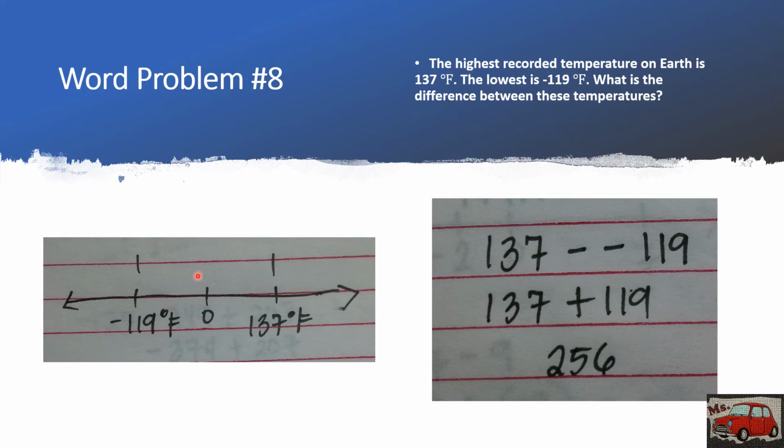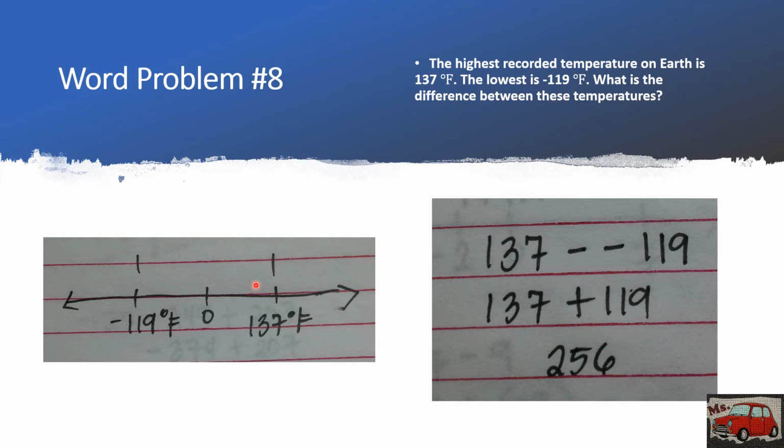So if we're gonna use the number line, so this is the highest recorded temperature, and this is the lowest recorded temperature. So if you're gonna get the difference, it means you're just gonna get the distance between them, okay? So you'll just count the steps, and the answer is 256, okay?